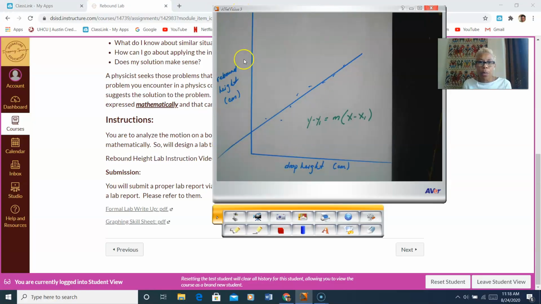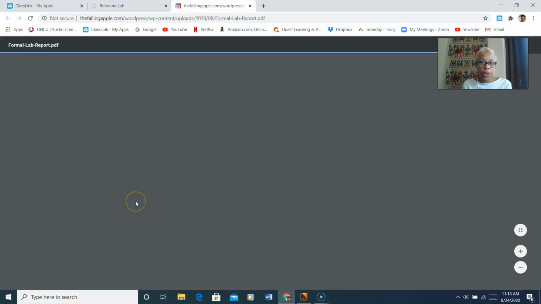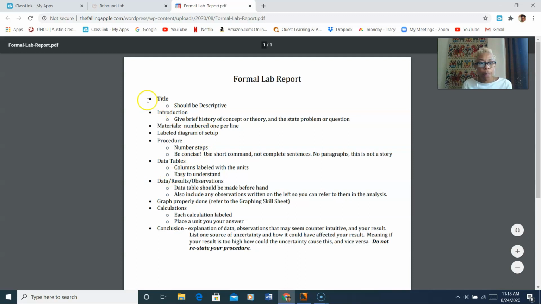So let's talk about what you're going to submit. So you're going to submit a formal lab write-up. And here's the link to a formal lab write-up. Let's go over this. You're going to need a title. This gives you a little bit about that. You need a slight introduction. Again, state the issue. What are you trying to do? Give me a list of your materials.